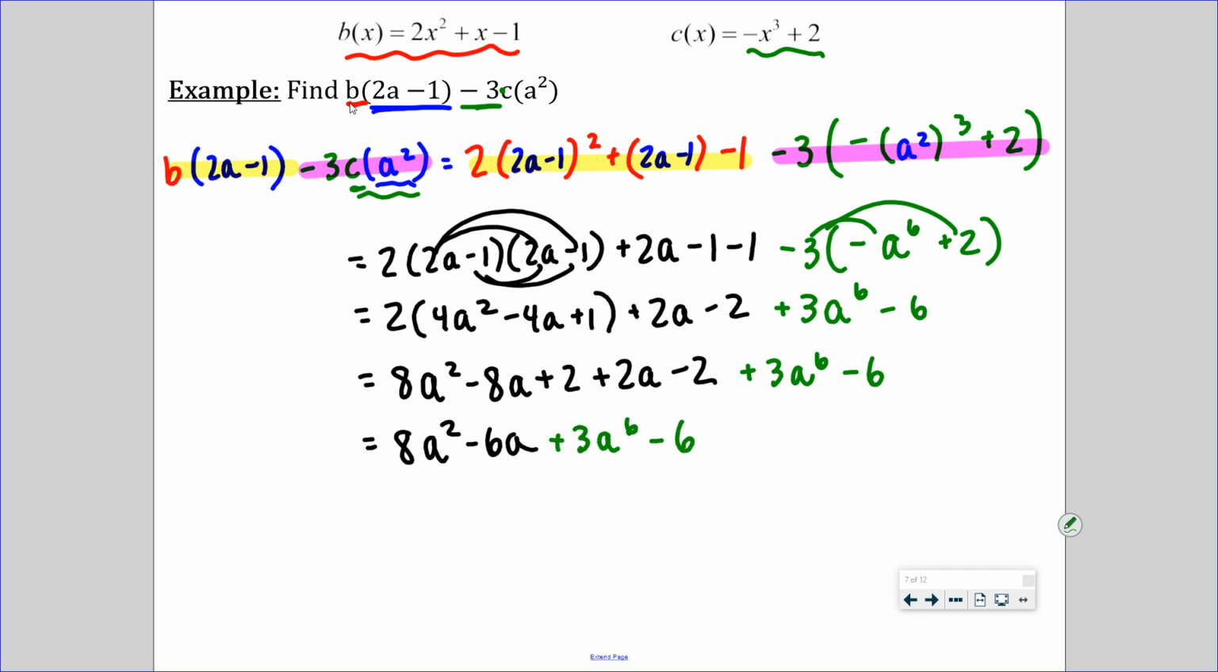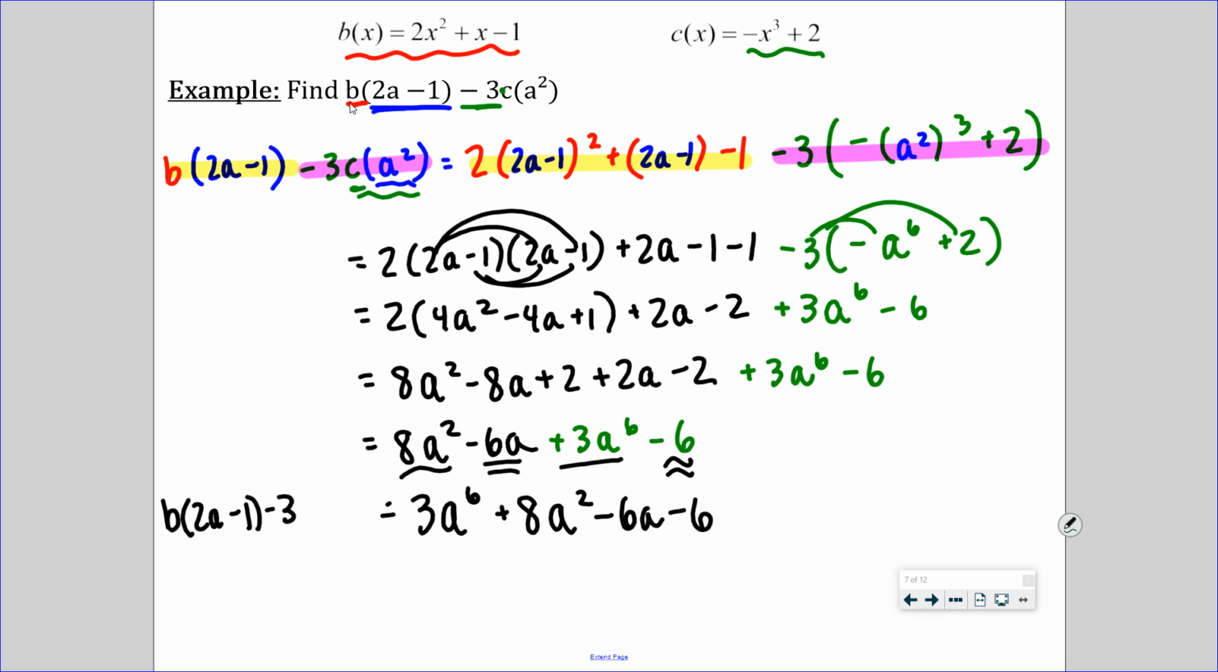Okay, now the only thing I want to do, folks, here is rewrite this in standard form. So this all would evaluate to 3a to the 6 is my largest power term. Then my next would be 8a squared. Then the -6a. And then the constant last. And that is what b of 2a minus 1 minus 3 times c of a squared. Whoa!